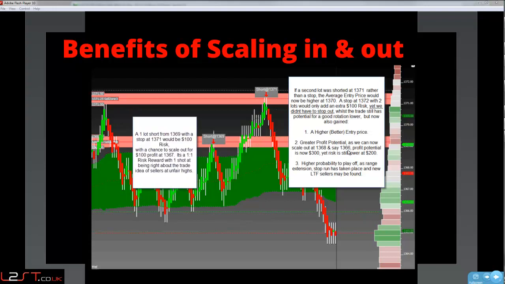High probability to play off as a range extension stop run has taken place. So after the stop run has taken place already, you have a greater chance of the trade also playing off as well. So simple concept, but very effective. You can apply that on any market. Right? Does that make sense, guys?